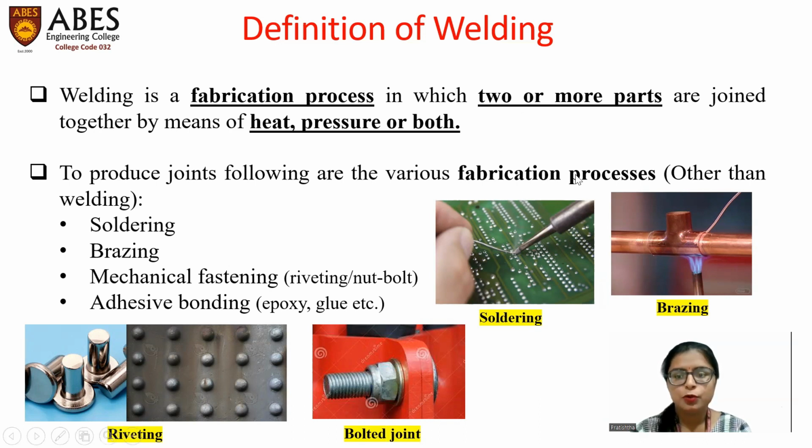The second keyword is two or more parts. Why have I given emphasis on this technical keyword, two or more parts? Two or more is fine, but here I use the term parts. In some books you have found the term metal in the definition of welding. But I want to clarify, and it is a general misconception among students, that welding is used to join only metals, but it is wrong.